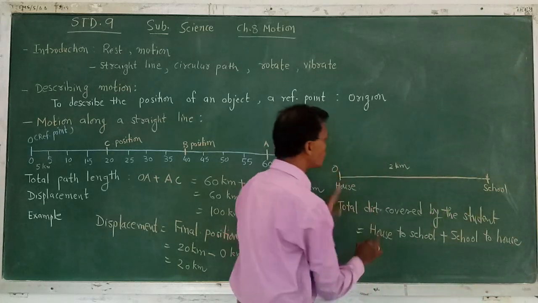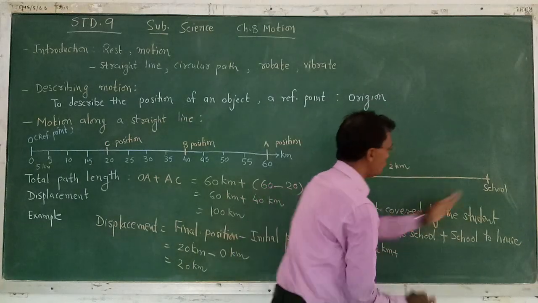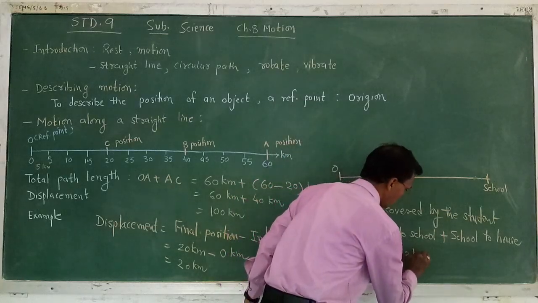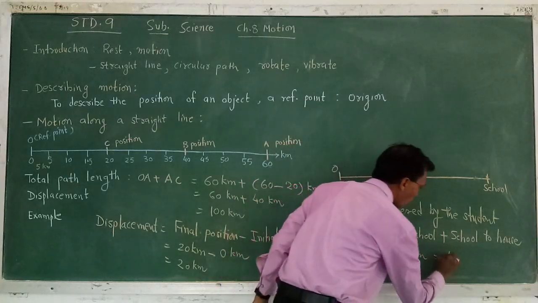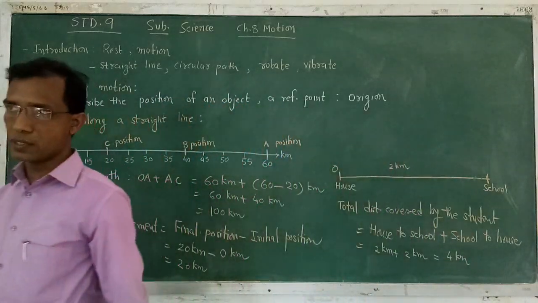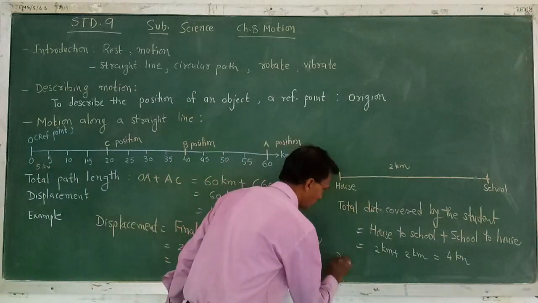So here, house to school is 2 kilometer distance. Similarly, school to house is 2 kilometer distance. So total 4 kilometer is the path covered by the students. We will calculate displacement for this example.